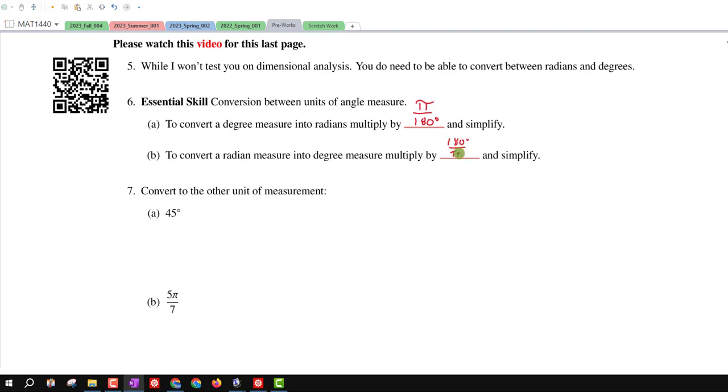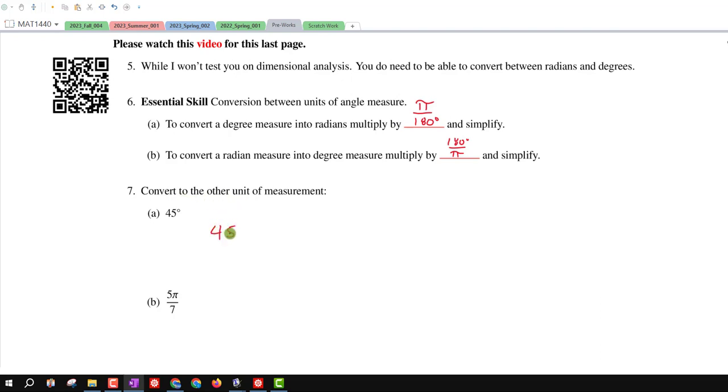Now, I think that it's important to keep in mind what we've learned from dimensional analysis as we do this, because it's very easy, if you just think of memorizing these two formulas, to use the wrong one in the wrong instance. So instead, what I want to do is we're going to convert to the other unit of measurement.